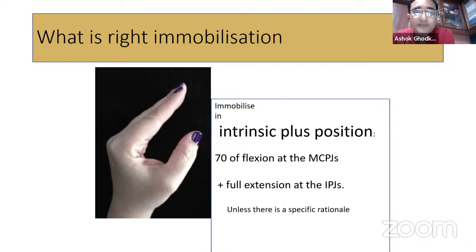Intrinsic plus position, James position, whatever we say. So 70 degrees of flexion of the MCP joint, 70 to 90 degrees fine. The IP joints should be fully extended, and the wrist should be slightly extended.